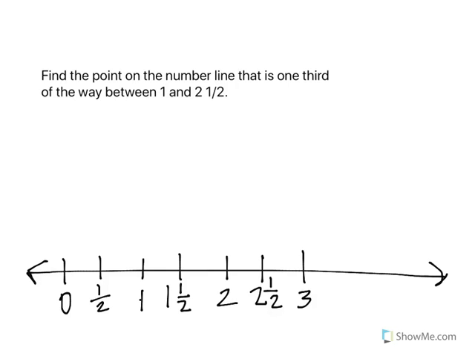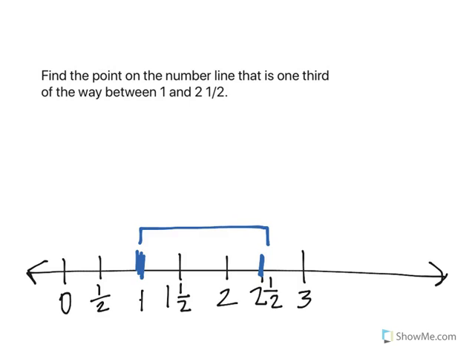So the problem says find a point on the number line that is 1/3 of the way between 1 and 2.5. So that's indicating that I'm starting at 1 and ending at 2.5, and I want to go 1/3 of the way in between here.